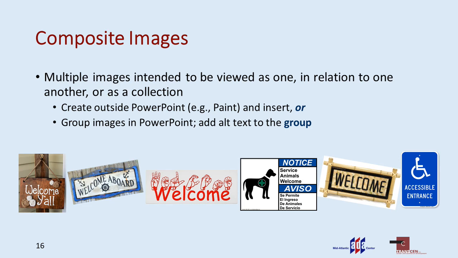You can do this by using your Control key to select multiple images together, and then right-click on the group and select Group, and it will cause the images to stay together. You can move them around as one, and you can add alt text to the entire group so that folks using screen readers would be able to perceive that alt text on the entire group and understand the entire collection of images together.